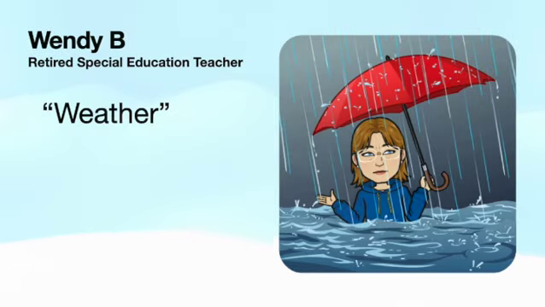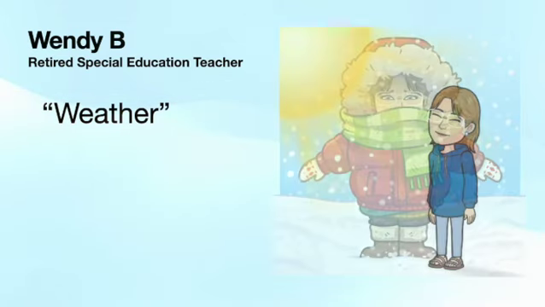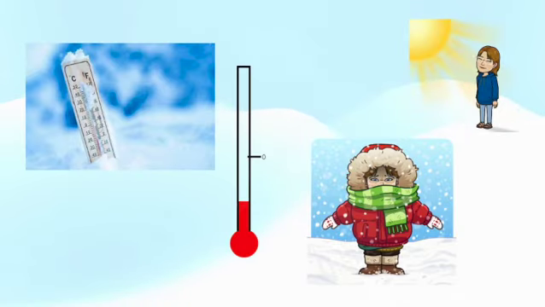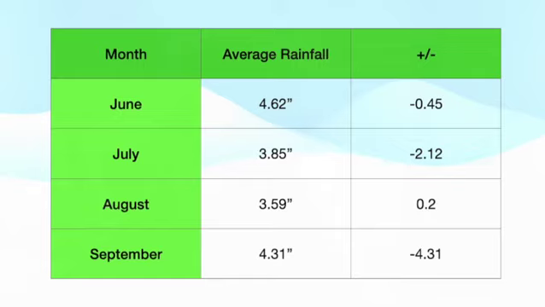Wendy, a retired special education teacher, says the weather, and you know the weather is constantly changing. And the obvious one is temperature, and when the temperature falls below 0, you have negative numbers. That's pretty obvious. There are other ways in which the weather generates negative numbers, though.